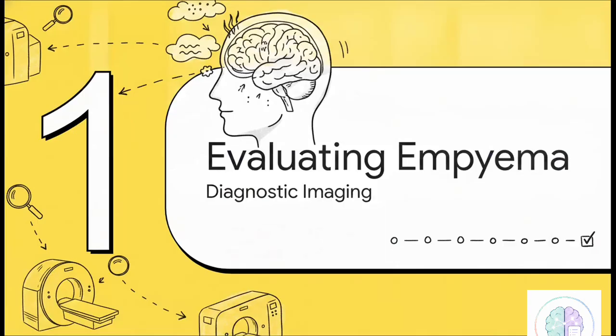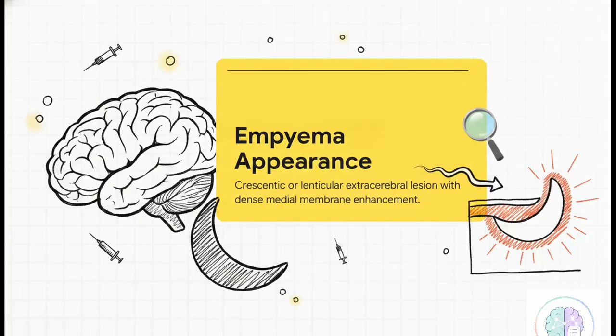All right, Section 1, Evaluating Subdural Empyema. Let's look at how we actually identify this life-threatening infection. So when you're looking at imaging, what are you actually searching for? A subdural empyema is going to show up as a crescentic or lenticular extracerebral lesion. That's the hallmark shape. But here's the absolute crucial detail.